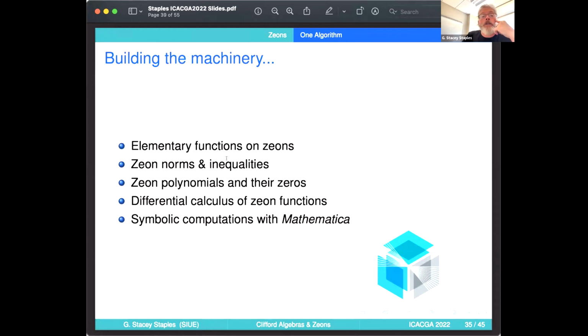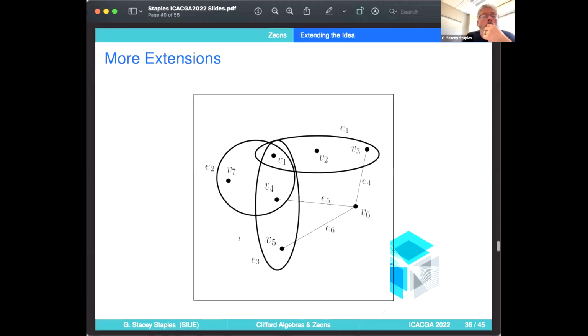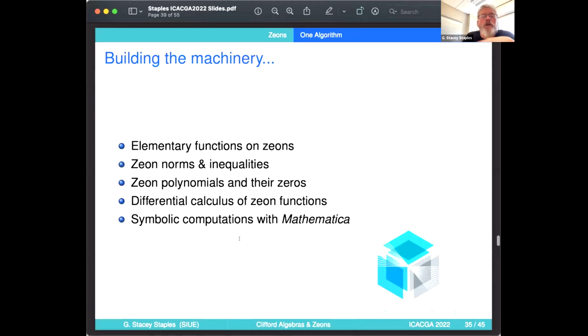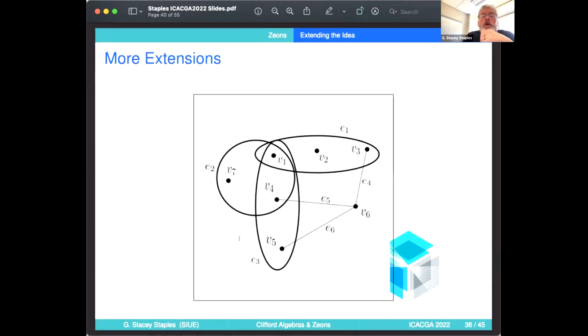And of course, just doing calculus with the Zeons. So defining elementary functions and considering inequalities and norms. And then polynomials come up and calculus comes up, and of course, symbolic computations to go along with all of those things. So I think there's enough of a body of machinery now to maybe start going back and looking at some theoretical aspects of graph problems. And more recently, so aside from that, there are other extensions.